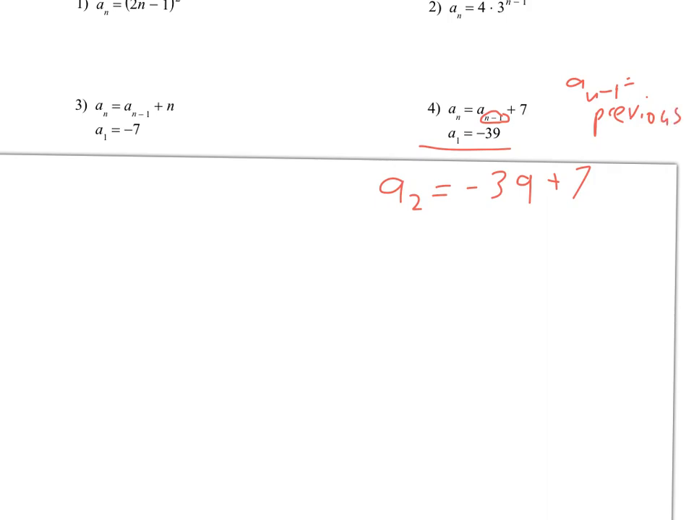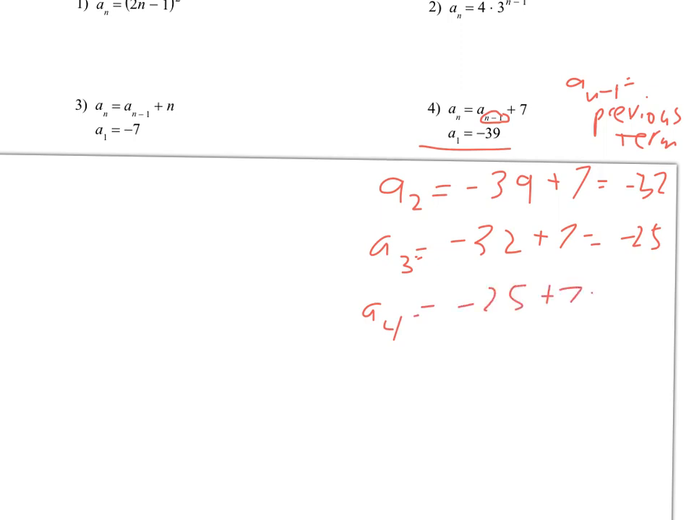So since they gave me that first term, I just have to plug that in to find the second term. So that's going to be negative 32. A sub 3 then will be that new previous term. So now I'm going to plug in negative 32 and add 7. So each time I'm just adding 7 to the previous term. That's going to be negative 25. And so a sub 4 is going to be negative 25 plus 7. And so that's going to be negative 18.